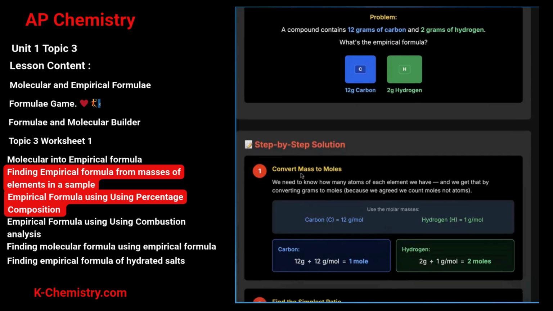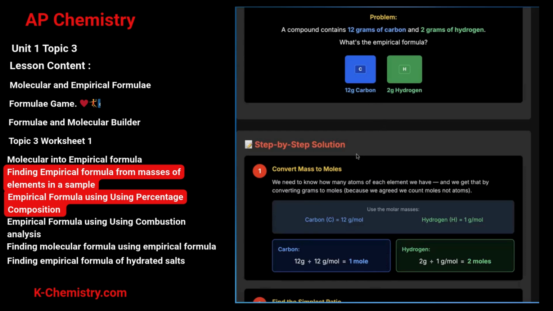So let's try to first convert the mass to moles. But why are you converting the mass to moles? We are converting the mass to moles because we need to know the ratio of the number of atoms of this carbon to the number of atoms of the hydrogen, the simplest ratio. And we cannot count atoms as we agreed. So we have to change it into moles. We agreed that counting atoms is not easy. Counting moles is easier. So we need to change these masses into moles.